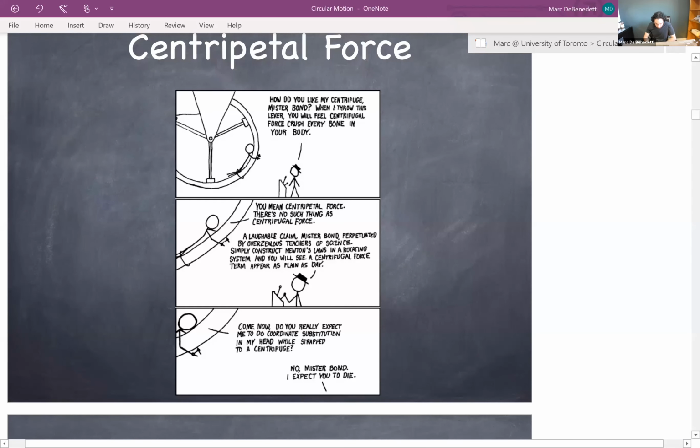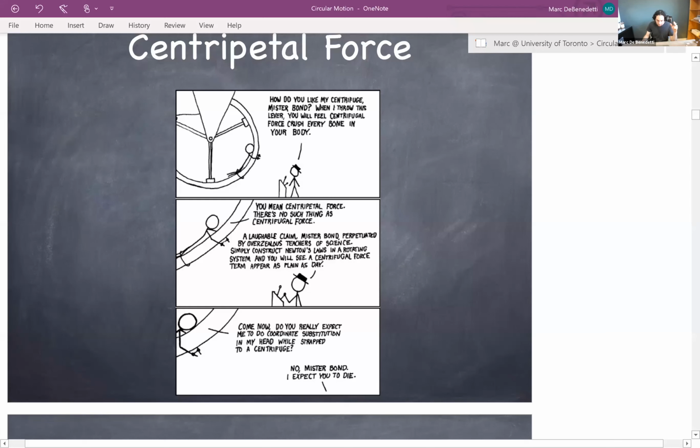First panel: How do you like my centrifuge, Mr. Bond? Presumably, if you're a chemist, you know what a centrifuge is. When I throw the lever, you will feel centrifugal force crush every bone in your body. If you don't know, Mr. Bond is James Bond 007. That's the joke. Second panel: You mean centripetal force. There's no such thing as centrifugal force. And then the evil villain: A laughable claim, Mr.